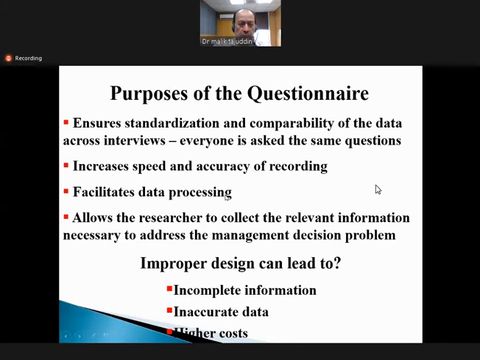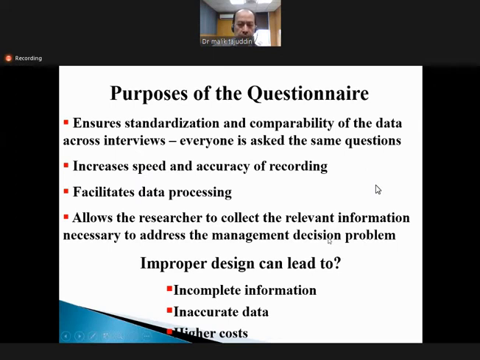Then we are able to process the data very quickly. And this allows the researcher to collect the relevant information necessary to address the management decision of the specific problem for which we are trying to gather the data. So irrelevant information is filtered out, or is not collected. Not only is the relevant information collected, this saves time, because we are not going to collect the irrelevant information, and we are able to manage the decision of the problem.